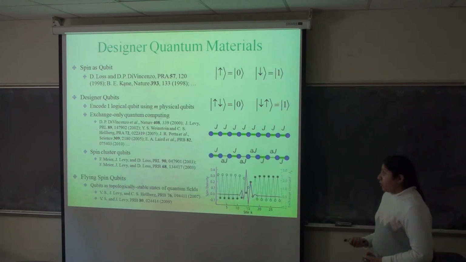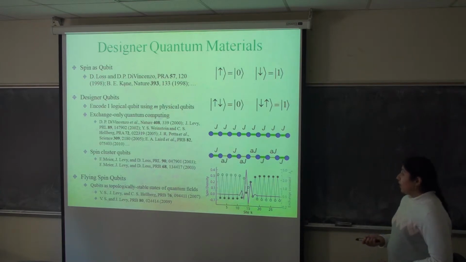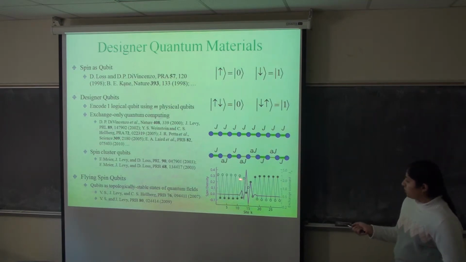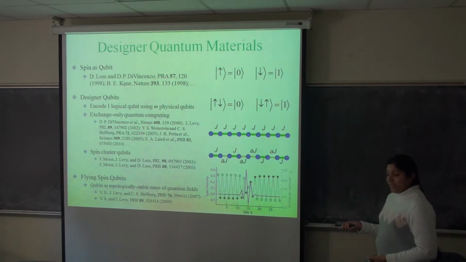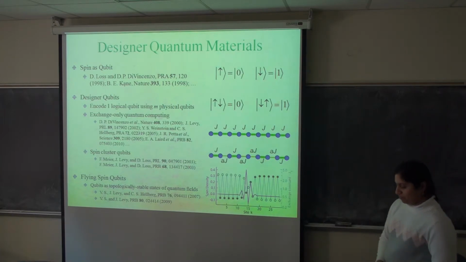So we can now go further with the idea of designer quantum materials and use spins to effectively construct a quantum field, and by tailoring the overall form of the exchange constant so that there's a domain wall separating the two possible patterns of dimerization, we can produce a spatially localized spin qubit. And by moving the domain wall through the system, this state acts as a flying spin qubit.